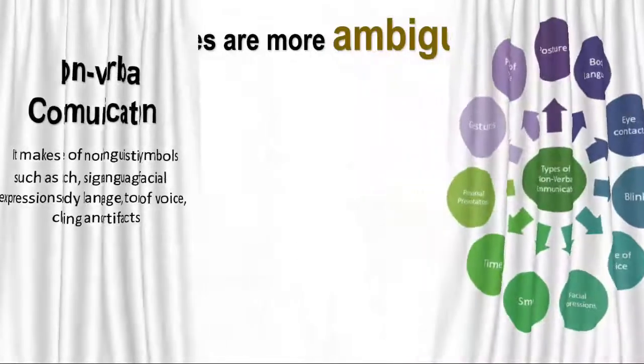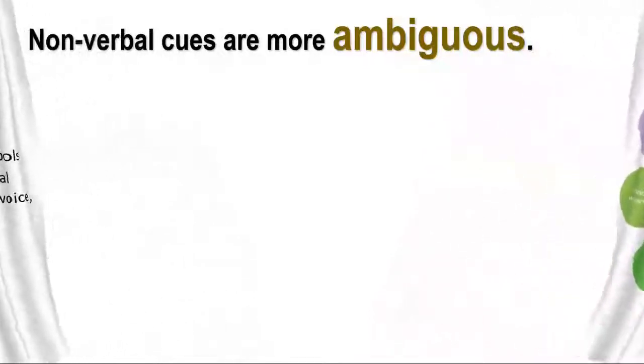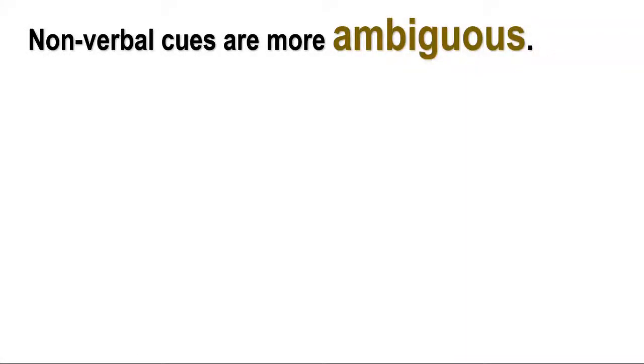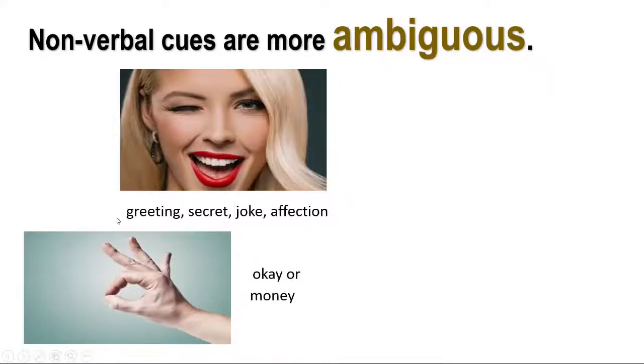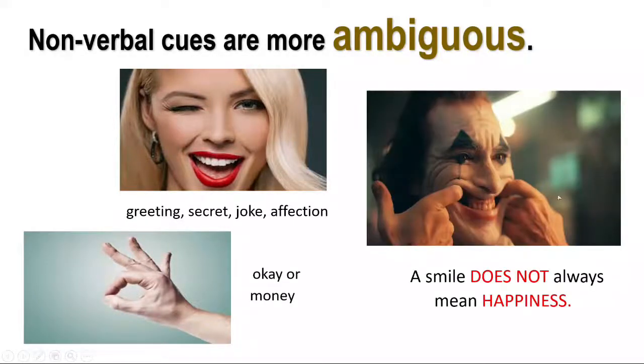Now, nonverbal communication or nonverbal cues are more ambiguous. So when you say ambiguous, class, it has multiple meanings. So what we see is not always what we get. What is told is not what really is meant. Example, when someone winks at you, it could mean a greeting, a secret, a joke, or a show of affection. Okay? This sign, class, it could mean okay or money. I know that you know this character, so it's Joker. So a smile does not always mean happiness. No, sometimes it actually means grief.